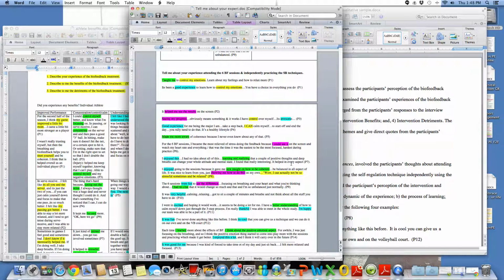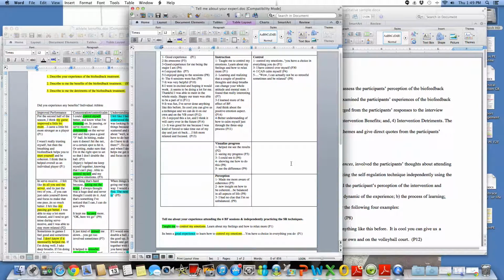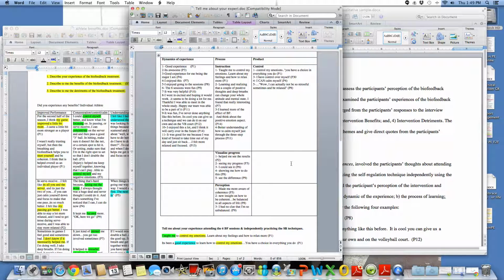And what the author did then was take that information and transfer it into an organized table. So from the responses of telling about the experience, the author noted there was the dynamic of the experience and then gave the specific quotes to back that up. There was also a section talking about the process of the experience, and here's some subheadings underneath that as well. And then the third was the product of the experience, and you can see the different quotes and headings there. So this was the first question.